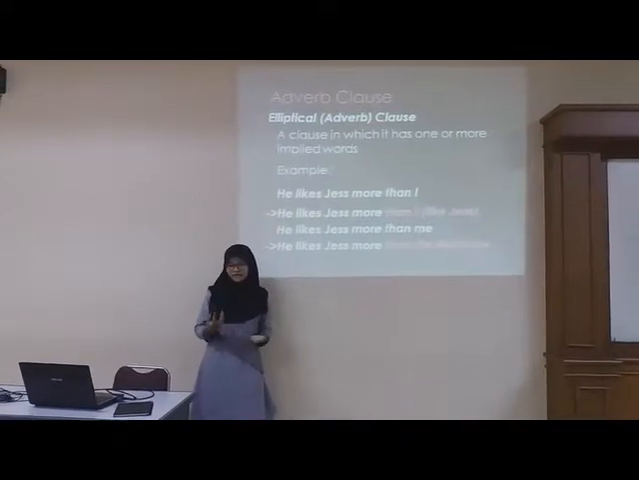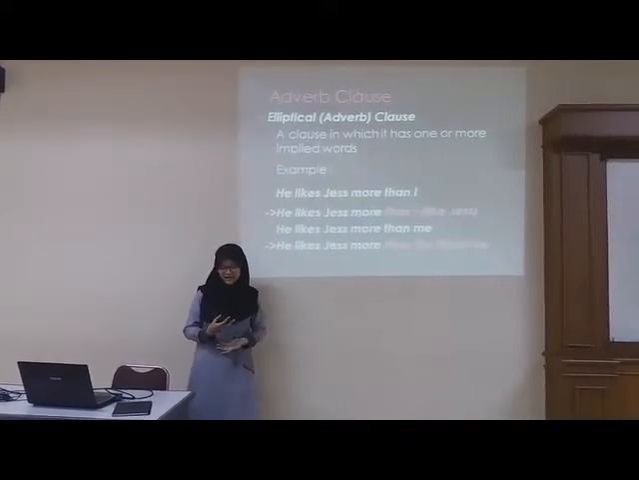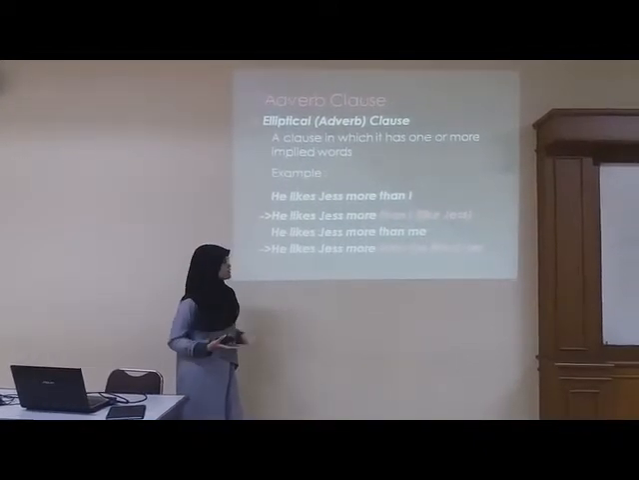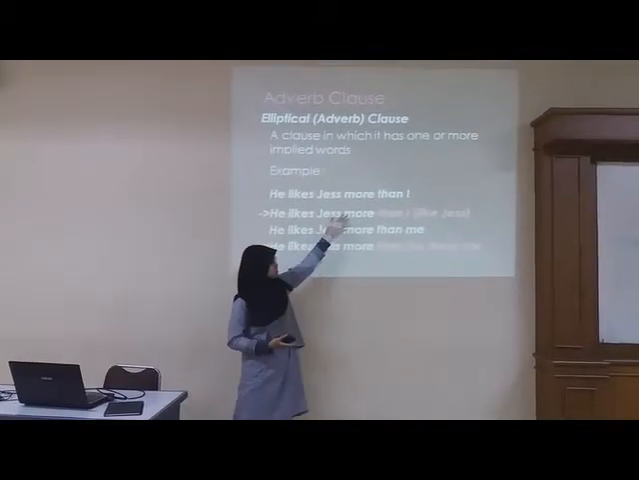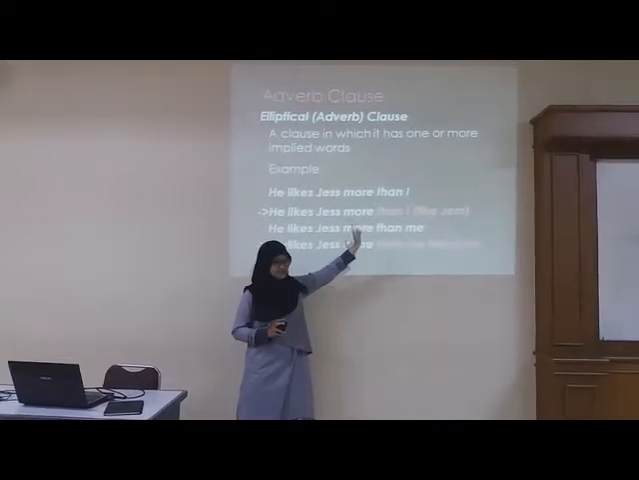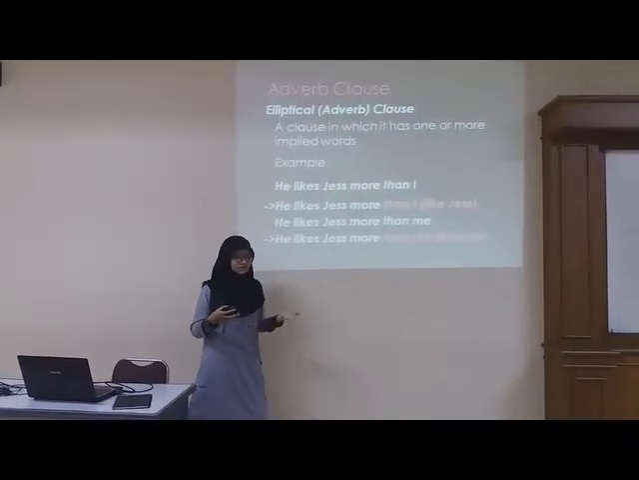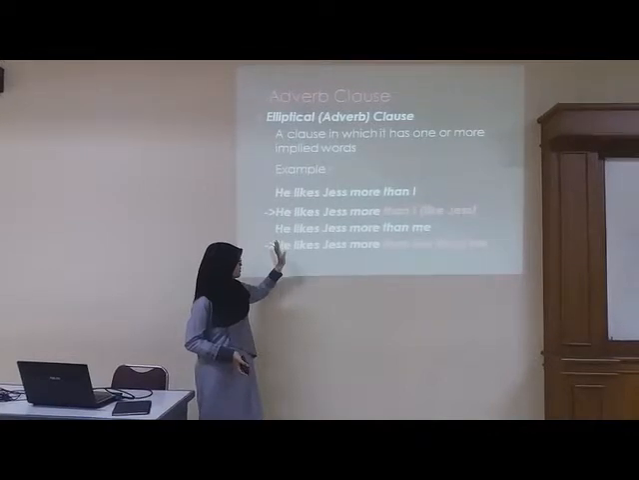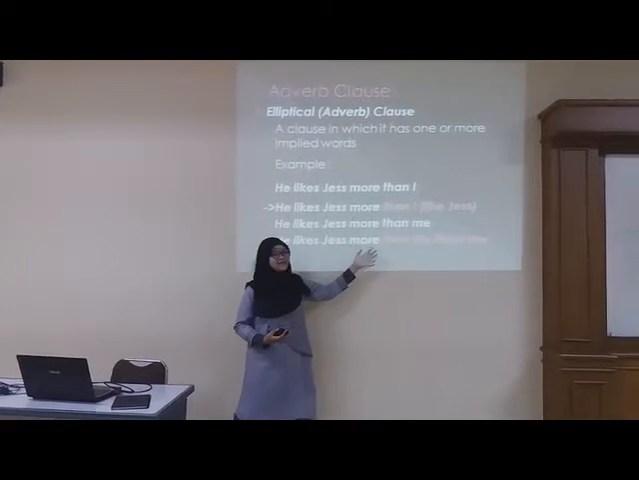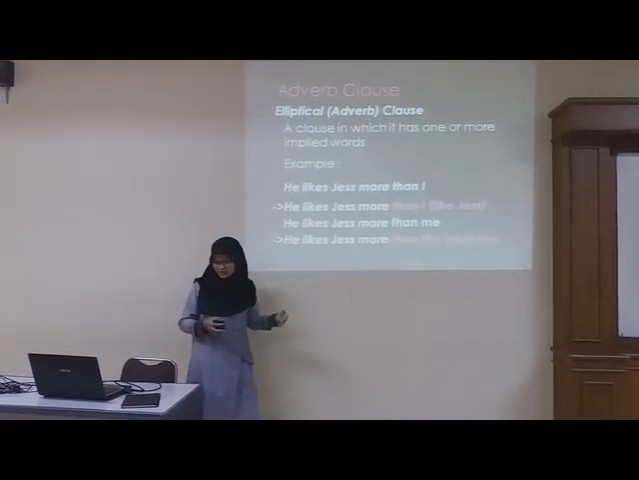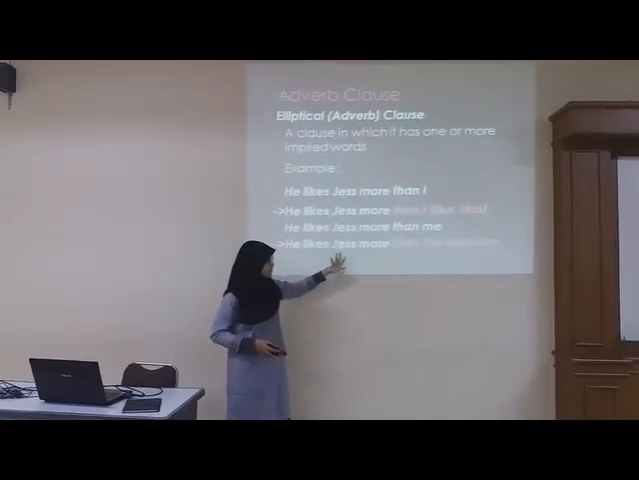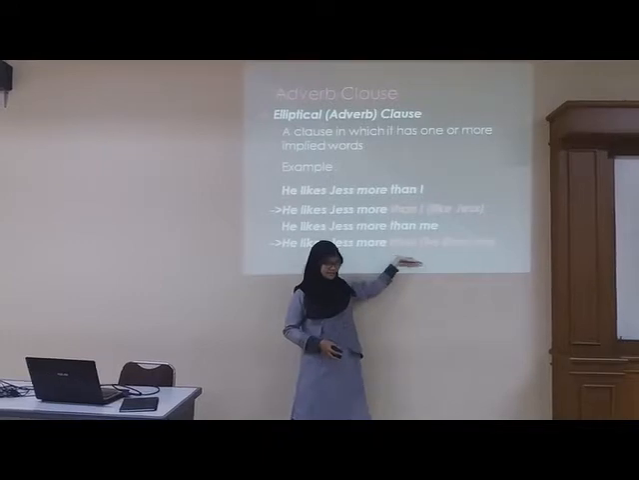In adverb clause, there's also an elliptical adverb clause in which it has one or more implied words. For example, he likes chess more than I. Here, we can see that it means he likes chess more than I like chess. The complete sentence is more or less like that. And the second is, he likes chess more than me. It means that he likes chess more than he likes me. So the difference here, you can see with I and me, is implied. It makes different sentence meanings.